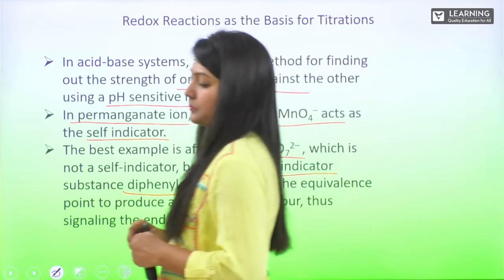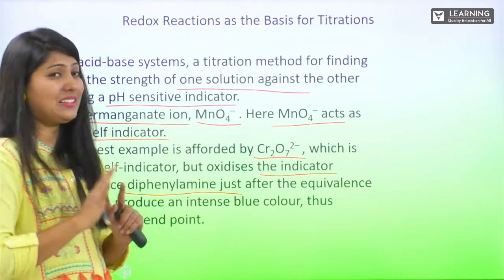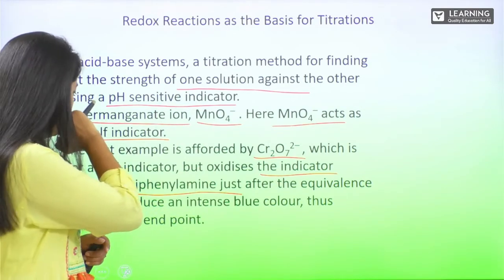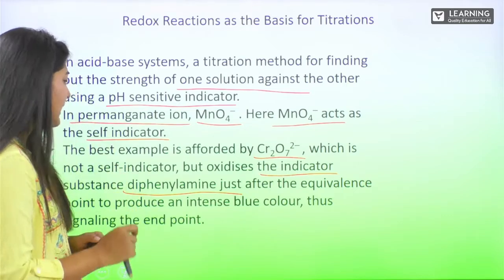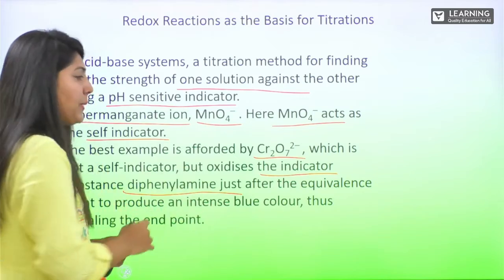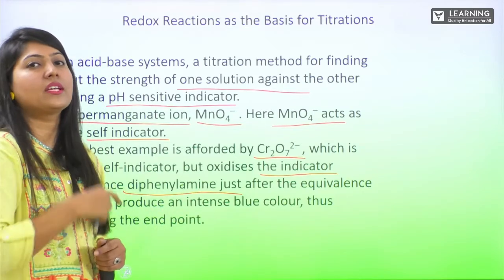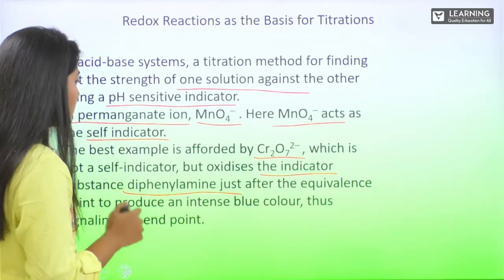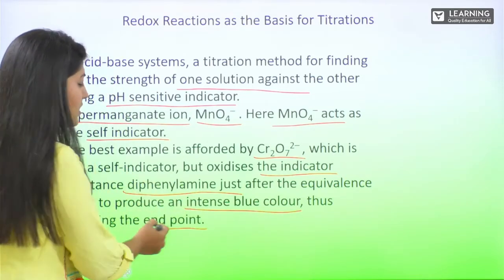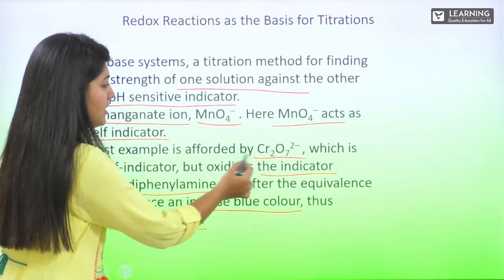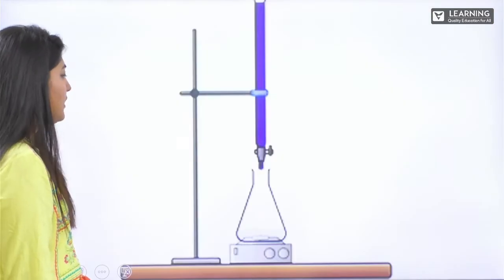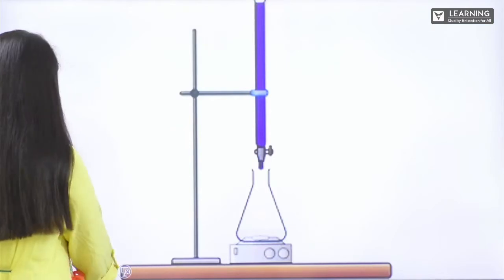But if I take dichromate, it will not. If I add the indicator diphenylamine, it oxidizes this diphenylamine, which gives a difference in color. So that gives you an intense blue color, and hence we can understand the endpoint using this dichromate solution. Got it? So this is the titration, students.